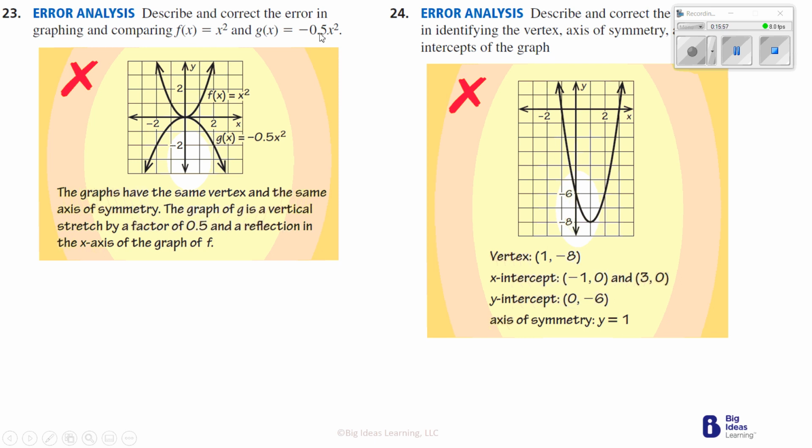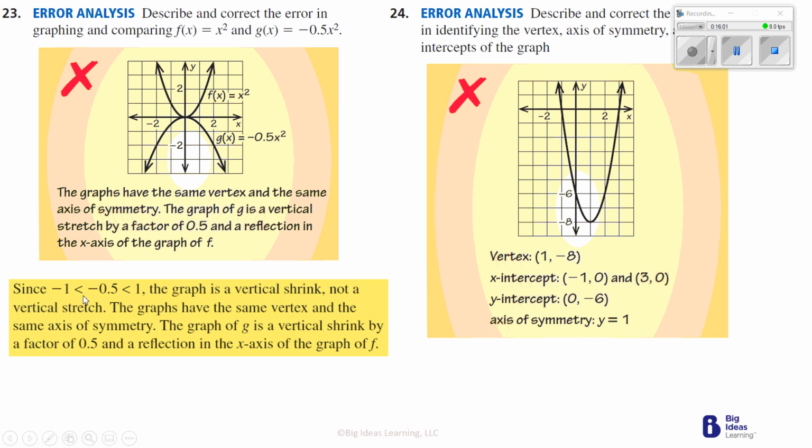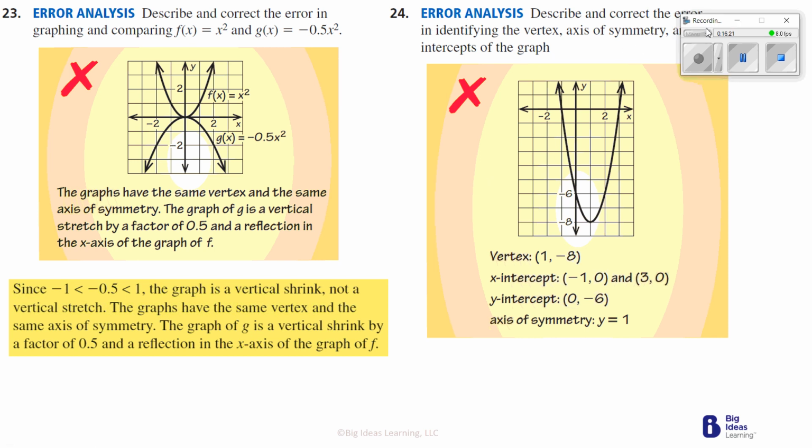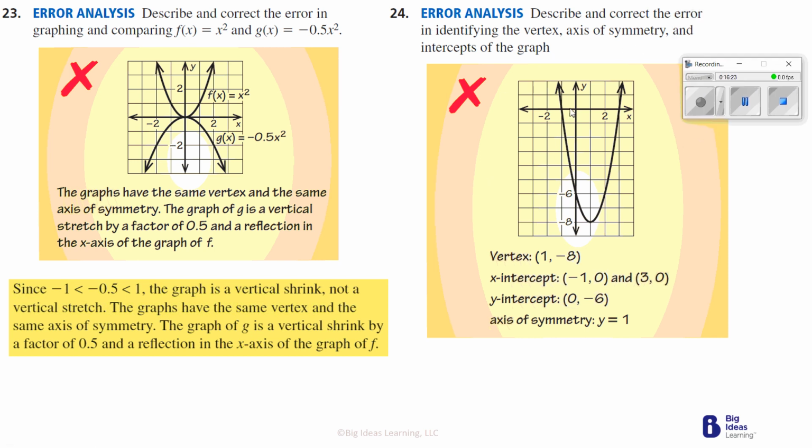If it's less than 1 and greater than 0, this should be a shrink. So since negative 0.5 is between negative 1 and 1, the graph is a vertical shrink, not a vertical stretch, okay? It was a reflection, though, but it was a shrink instead of a stretch. You have number 24 to do. I'm going to move this out of the way so you can see it well.